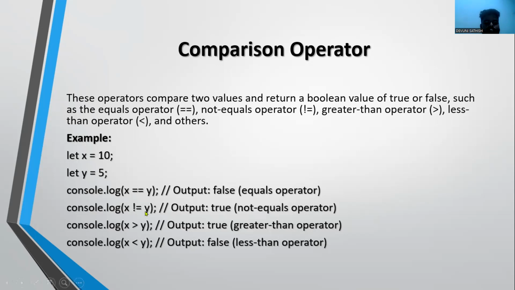Then x not equals to y, yes, it's not equal to y, so it gives the output true. x greater than y is true. Coming to the next, x less than y gives us a false statement, because 10 is not less than 5.